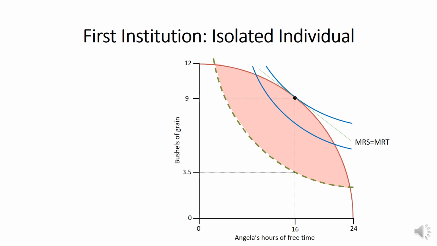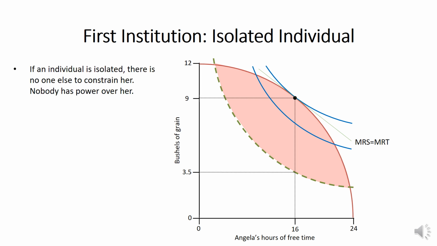So the first institution we'll look at is Angela just off by herself, farming without any sort of social relations with anyone, and so that means there's really nothing to constrain her from maximizing her utility, from finding the highest possible indifference curve that she can reach given the feasible frontier that she has, and that's just the point illustrated here where MRS equals MRT. Angela works for 8 hours and produces 9 bushels of grain.